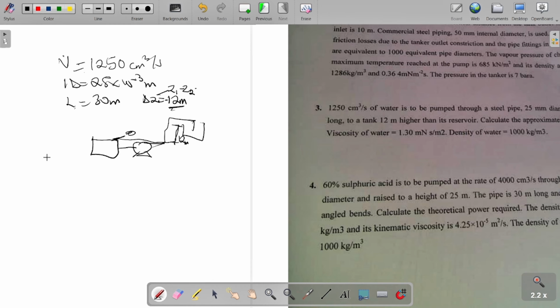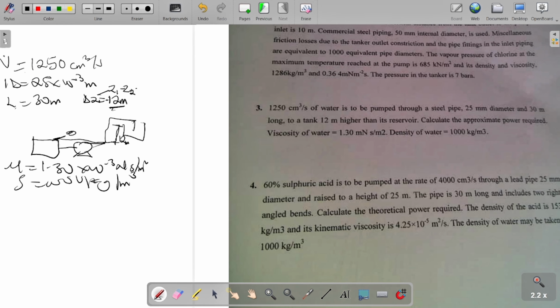And viscosity, right? We have the viscosity to be 1.30 times 10 to the power minus 3 because of the milli there. Then the unit is Newton second per meter square. So that's the viscosity. Then we have density of the water to be 1000 kilogram per meter cube. So we have all these parameters.